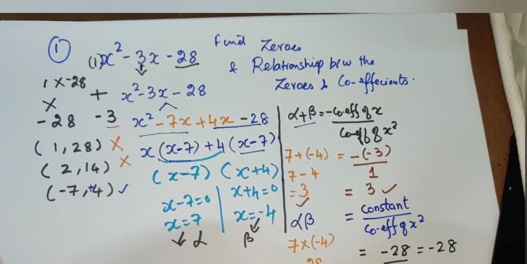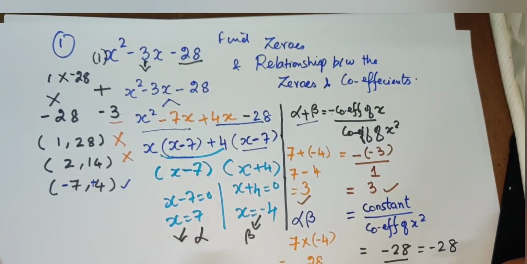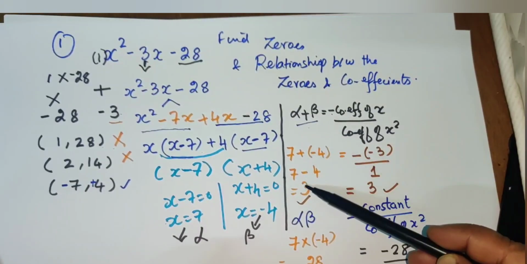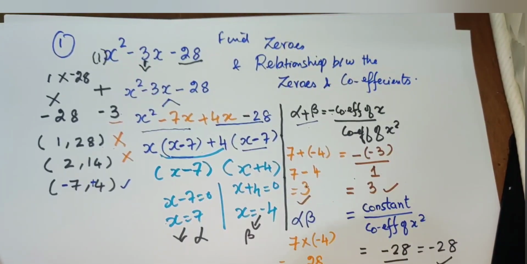You can see that the product of the zeros according to our answer and the coefficient result from the given question are also the same. So minus 28 is equal to minus 28. For the product of the zeros, LHS and RHS are the same, and for the sum of the zeros also LHS and RHS are the same. So we verified the result. Hence verified the relationship between the zeros and the coefficients of the given polynomial. That's it.